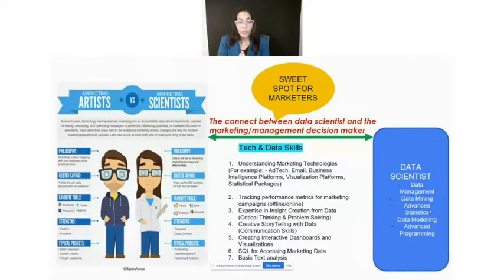So it can range from ad technology, okay? It can range from a programmatic ad platform to an email platform to business intelligence platforms, visualization platforms, as well as statistical packages. Now, let me just spend a minute on that.